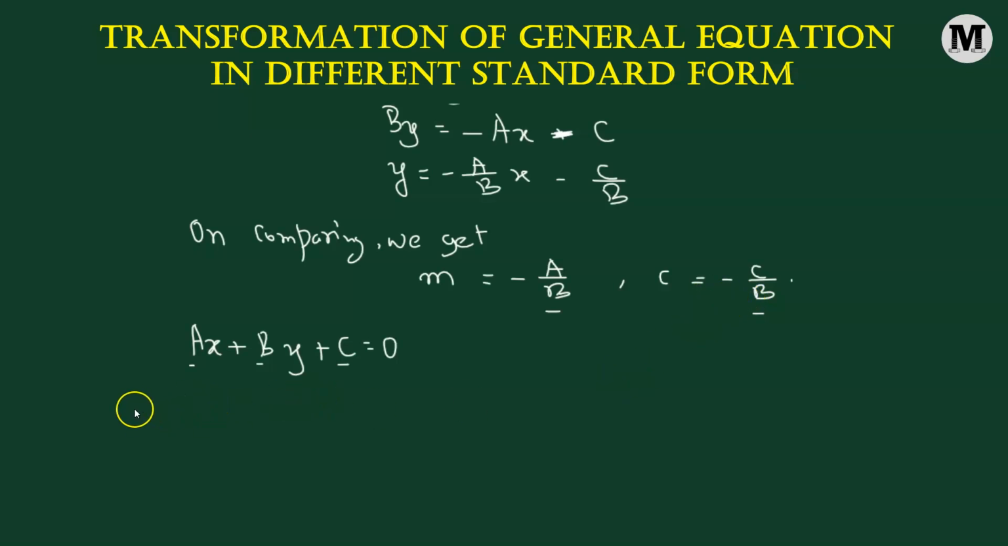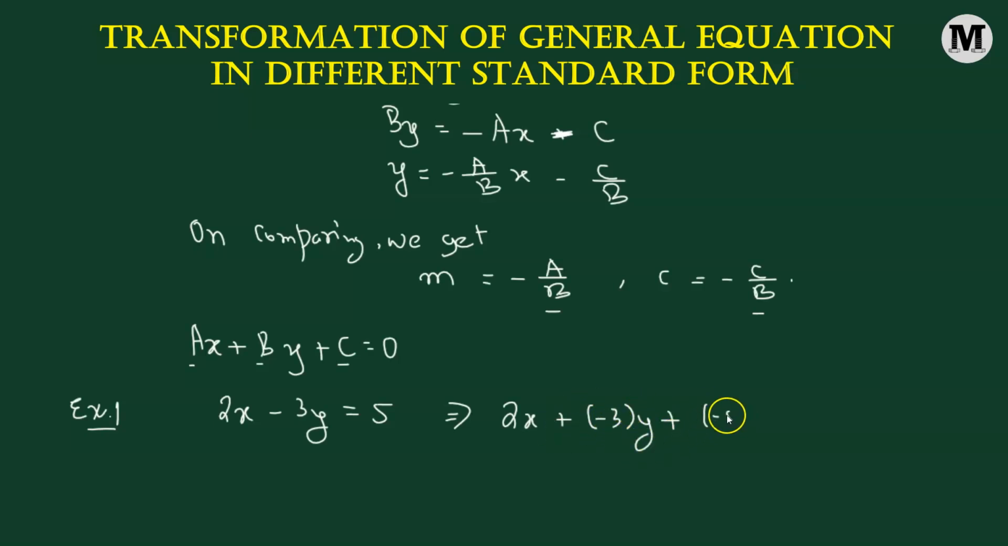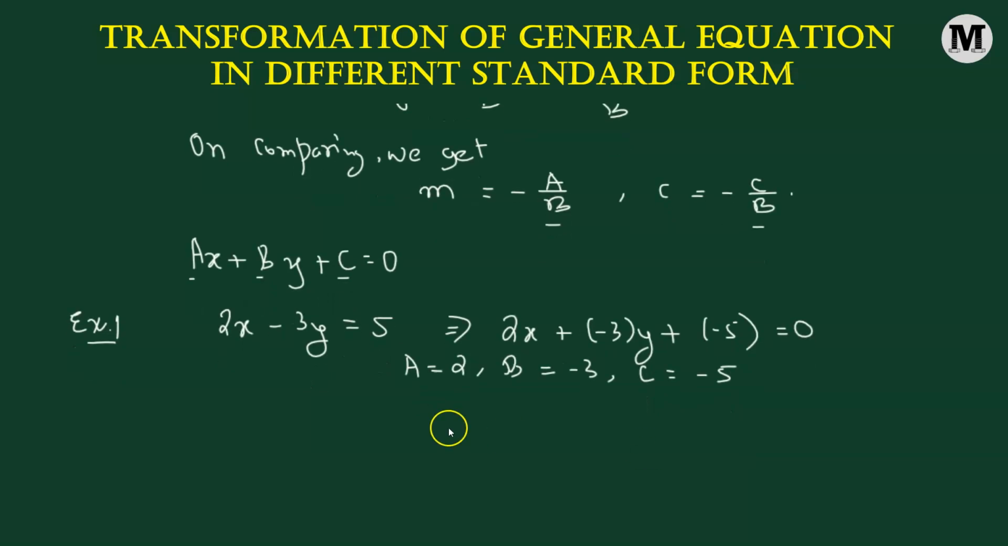For instance, let's say we have a line whose equation is given by 2 times x minus 3 times y equals to 5. First we're going to rewrite it as 2 times x plus negative 3 times y plus negative 5 equals to 0. So on comparison, we get a equals to 2, b equals to negative 3, and the c value comes out to be negative 5. So if we want to find the slope m, we need negative of a over b.